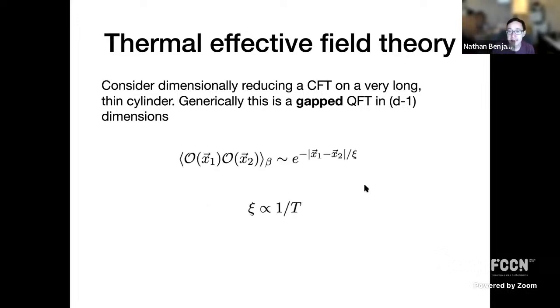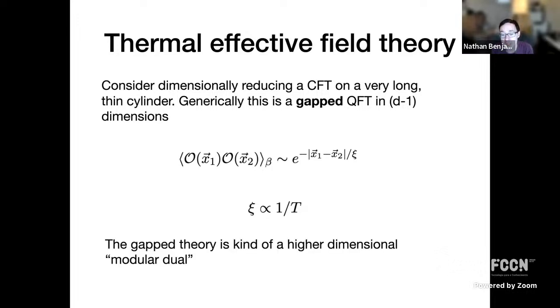More precisely, what I mean is that in this effective D minus 1 dimensional theory, if I compute the 2-point function of two operators separated at points x1 and x2, it's going to fall off exponentially with some correlation length ξ_c. And by dimensional analysis, ξ_c is going to be proportional to beta, because that's the only length scale in this problem.